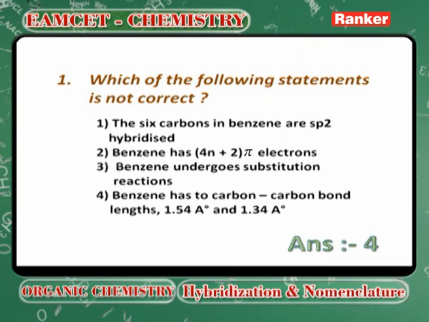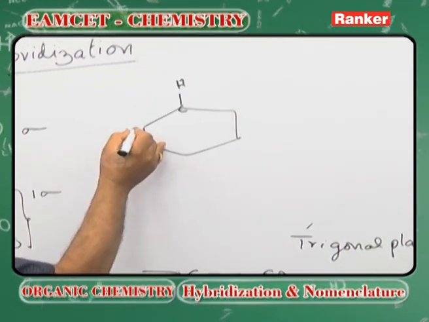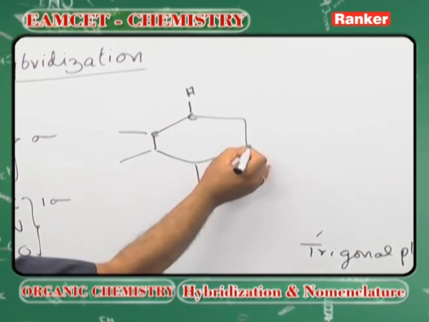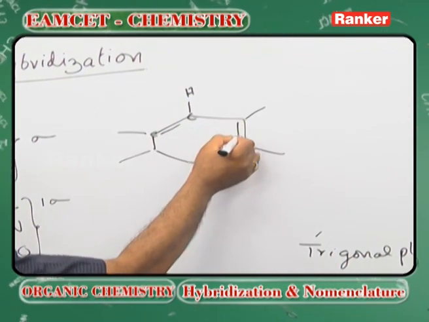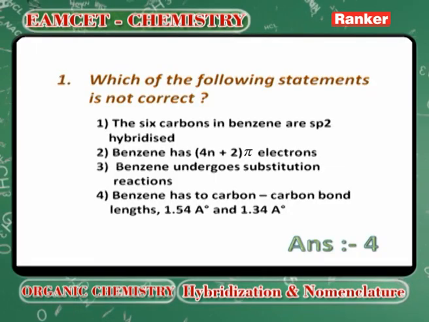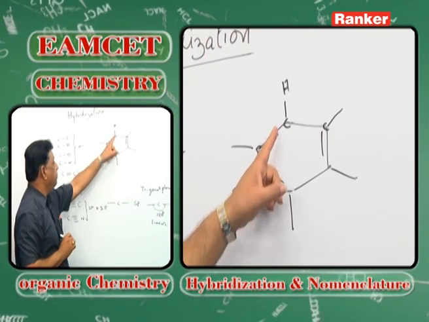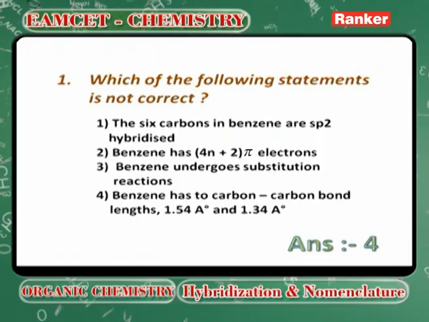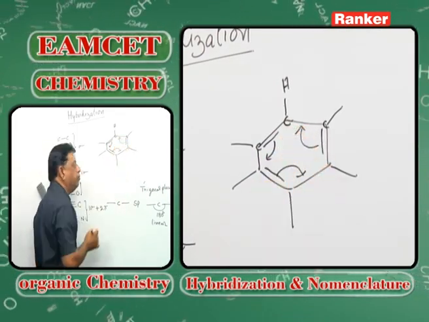Benzene means here we have the structure of benzene with 6 carbons, and every carbon has 1 hydrogen. So there are 6 sigma bonds internal, and 3 pi bonds. So there are 12 sigma bonds and 3 pi bonds in total. The sigma bond, the single bond, happens to be 1.54. The double bond should be 1.34. But here what is happening is that all the 3 double bonds keep shuffling. That is a phenomenon called resonance.